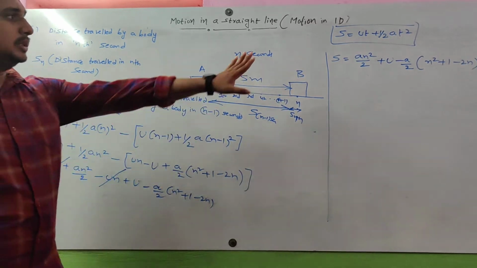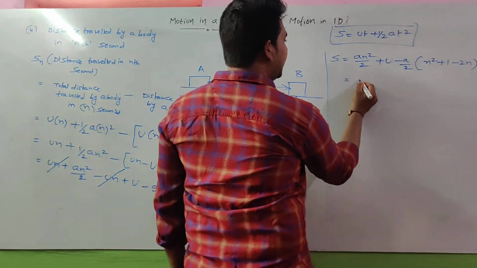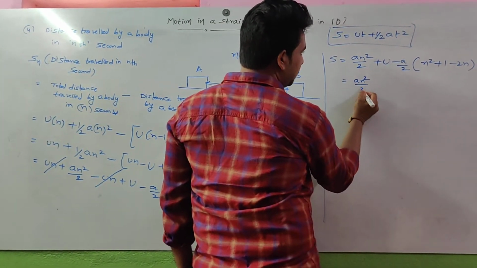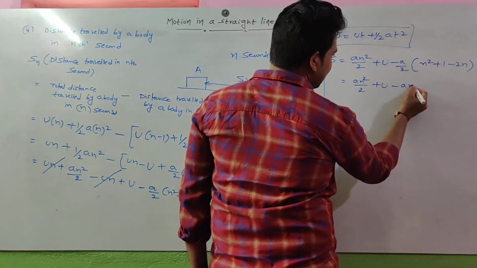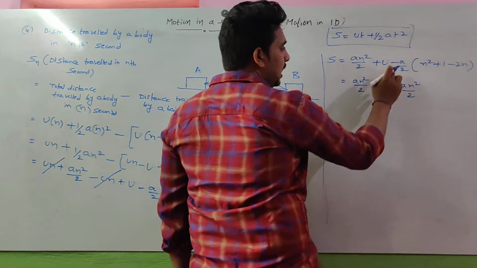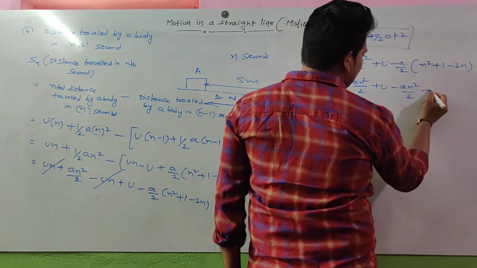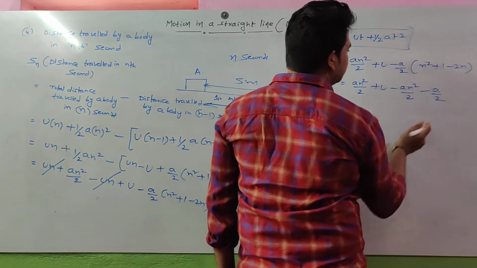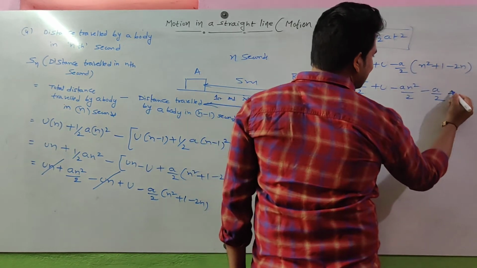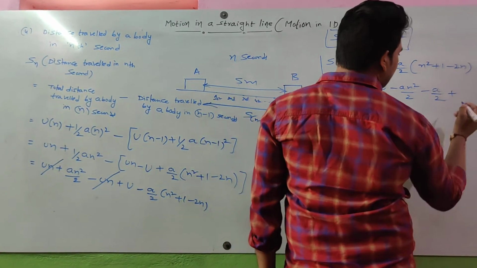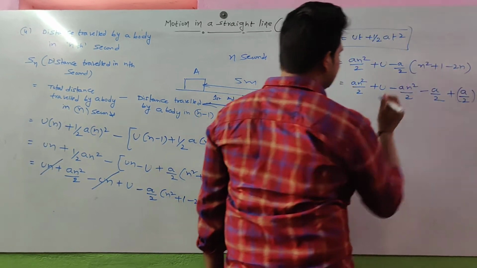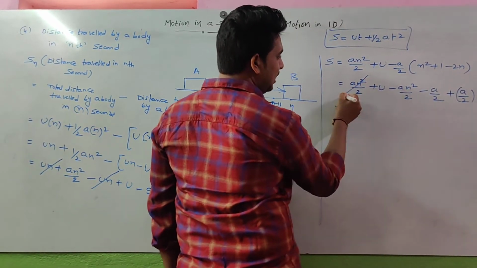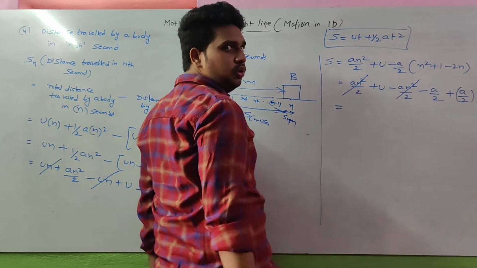This is left here. So now an square by 2 plus u, minus into plus gives minus an square by 2, minus a by 2 into plus 1 gives minus a by 2, and minus into minus gives plus a by 2 into 2n, that is a by 2 into 2n. This is what we got. And an square by 2 minus an square by 2 gets cancelled.